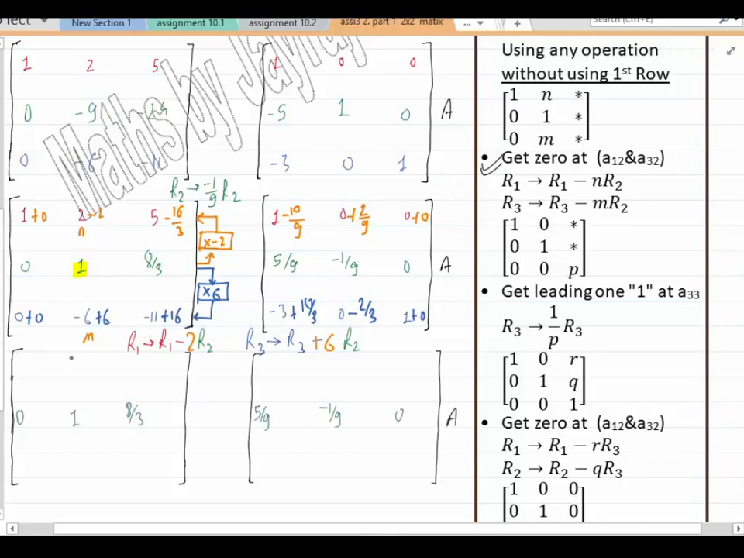So here it is as it is, and the first row will be 1, 0, 5 minus 16 by 3, which will give us minus 1 by 3, then minus 1 by 9, 2 by 9 and 0, and the third row will be 0, 0 and 5, then 1 by 3, minus 2 by 3 and 1. So we complete this step.